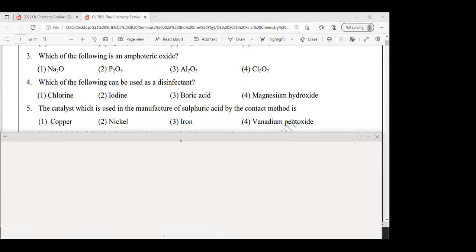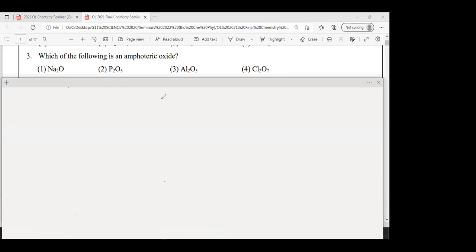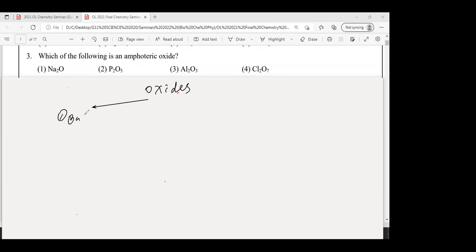What are the 4 different types of oxide? Oxides can be classified into 4 types: acidic oxide, basic oxide, neutral oxide, and amphoteric oxide. Oxide means when something combines with oxygen, we call it an oxide. Number 1, acidic oxide. I'll write basic oxide. Some oxides are acidic.